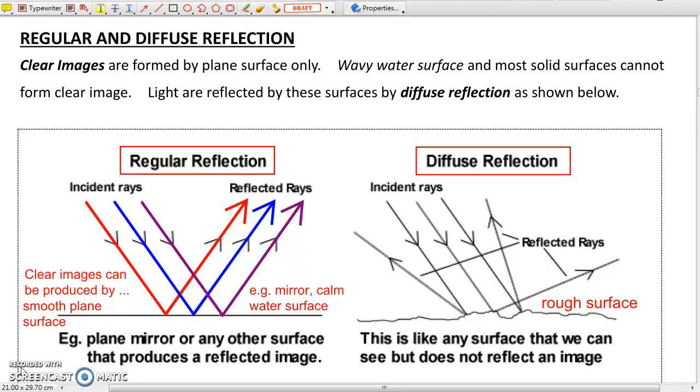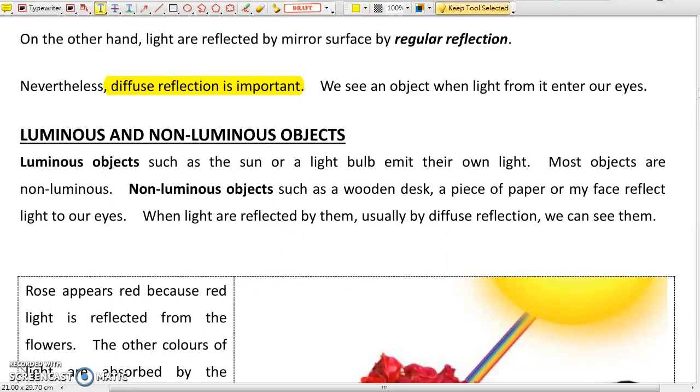In short, regular reflection may produce clear image. Diffuse reflection cannot. However, diffuse reflection is still important. Let me explain below.